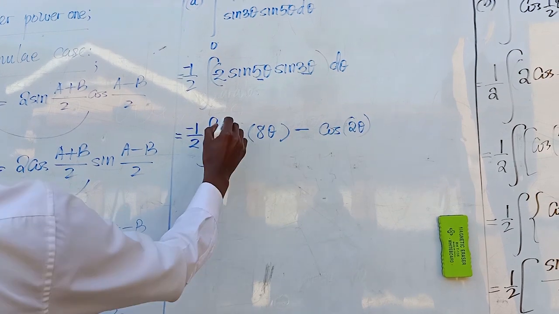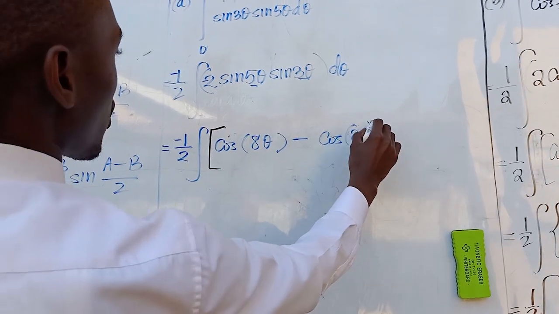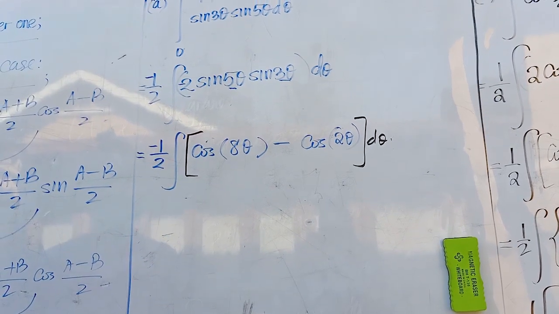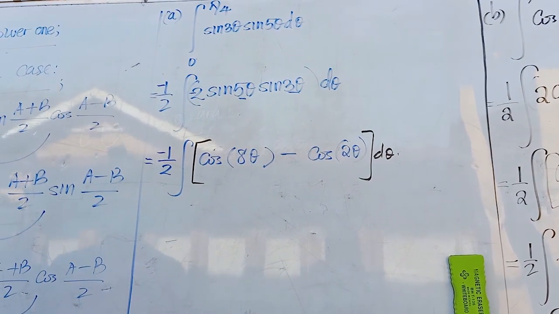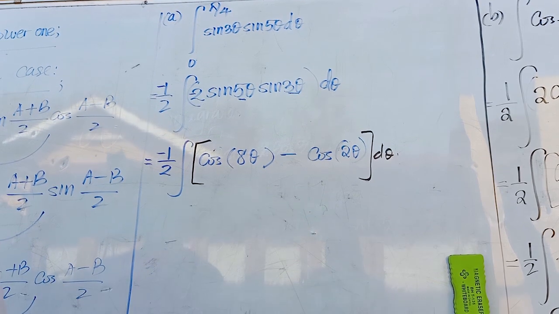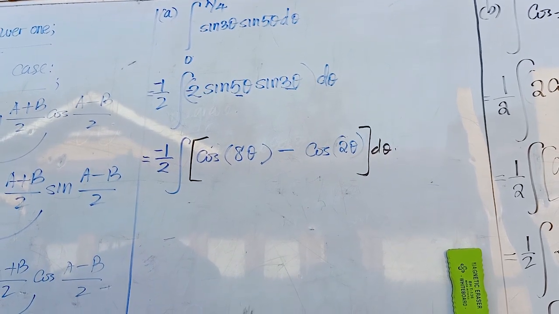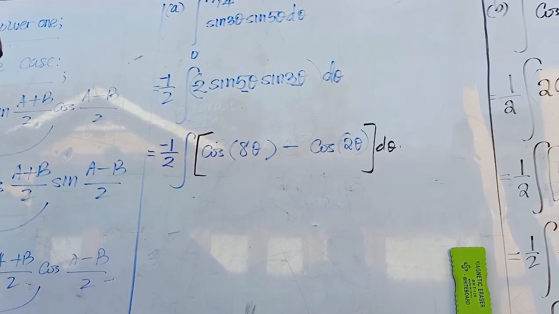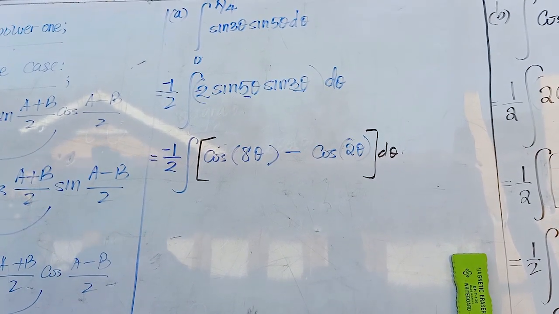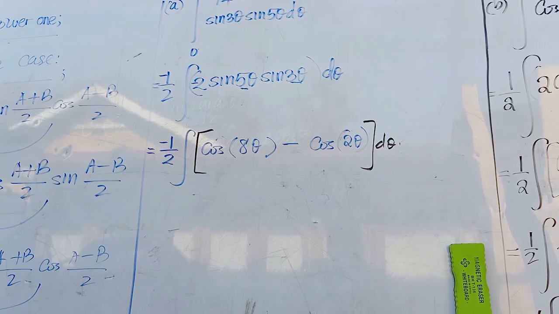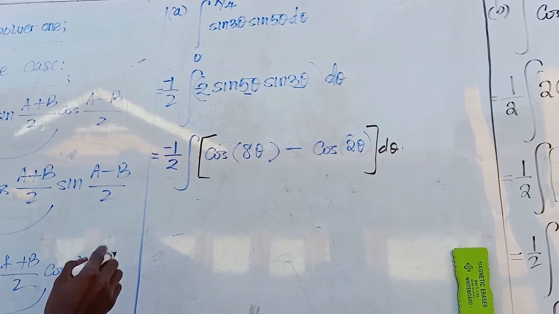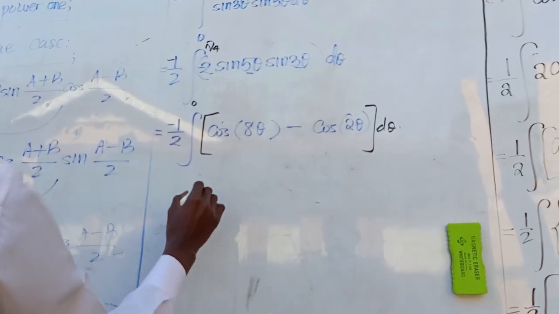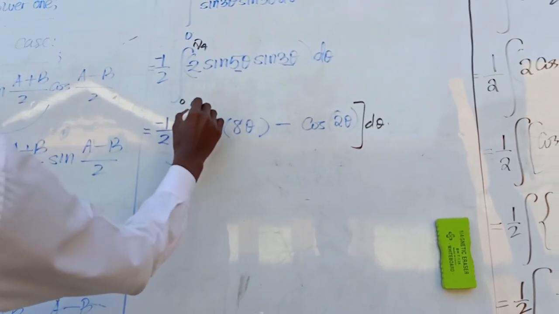Now, this recalls back what was done to get that product. When you subtract the cosines, you get a product of sines, but with a negative before the sign, the product of the sines. So we are left with the integrating, but of course don't forget that we are integrating from 0 to pi by 4.